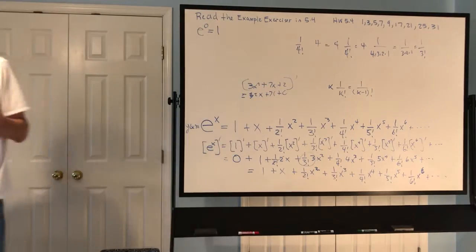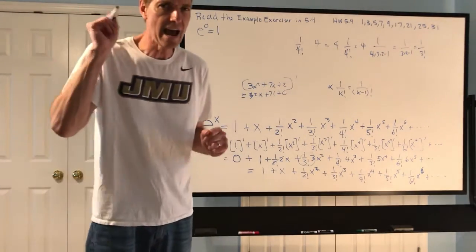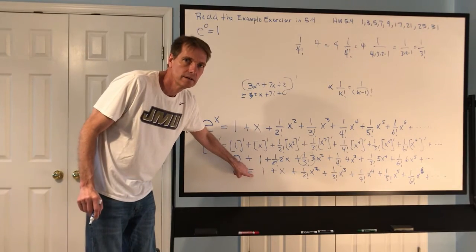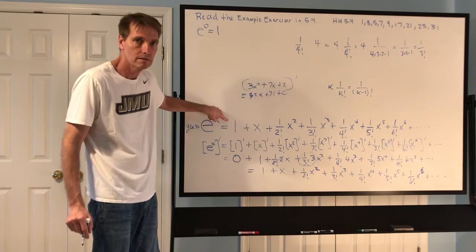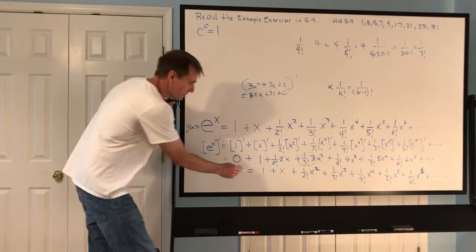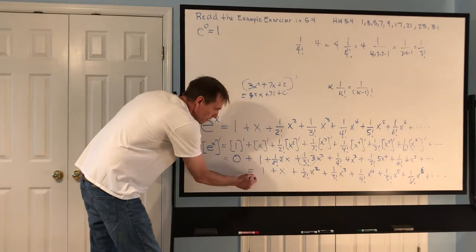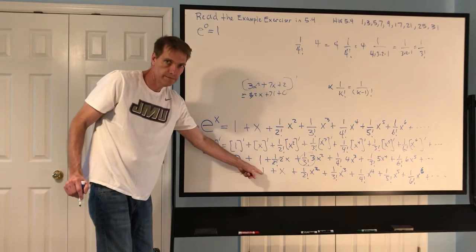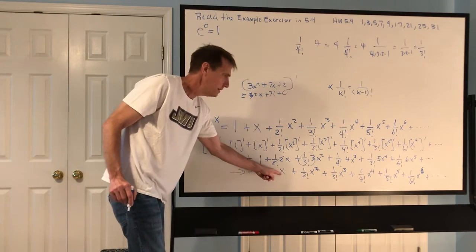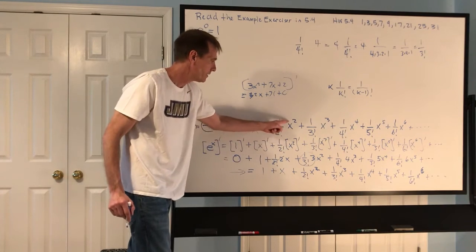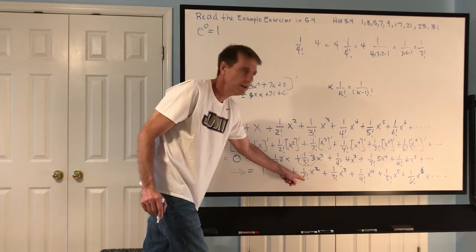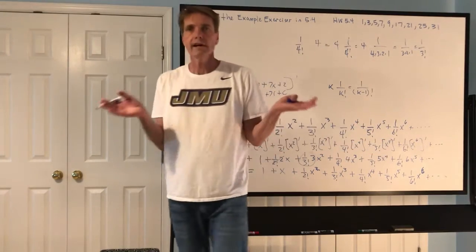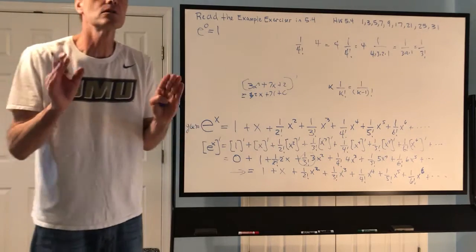You're like, well, Dr. Warren, I know there's something to this. There's something nagging at me in the back of my head. But if you look at this, and look at this. Dr. Warren, what are you doing? Look at this. This is what we got by taking the derivative. This line right here, and let's look here. We've got a 1 and a 1. We've got an x and an x. We've got a 1 over 2 factorial x squared and a 1 over 2 factorial x squared. In fact, if you look at every single term, it has an identical match in the series below.